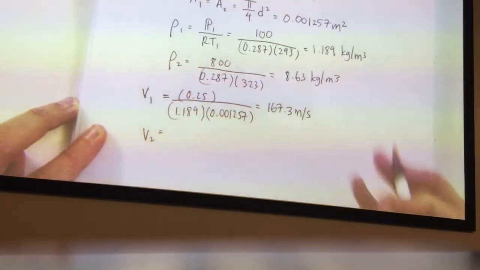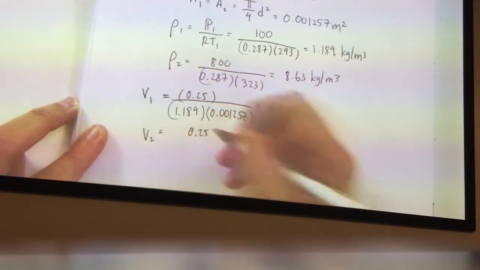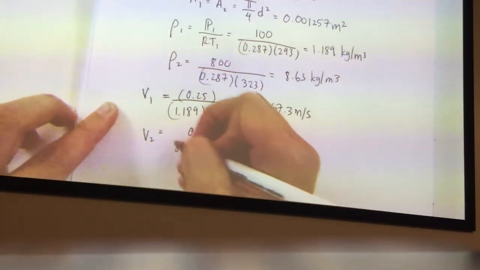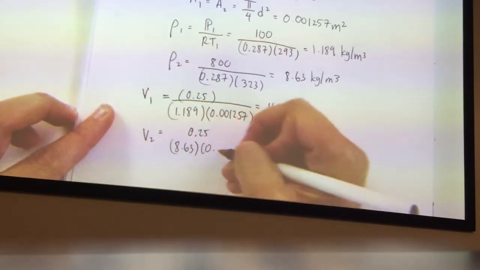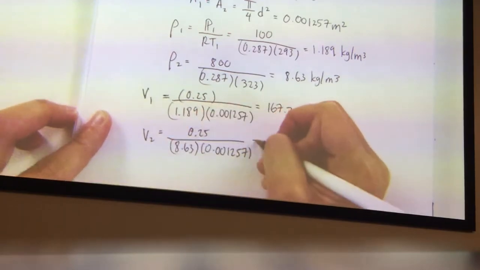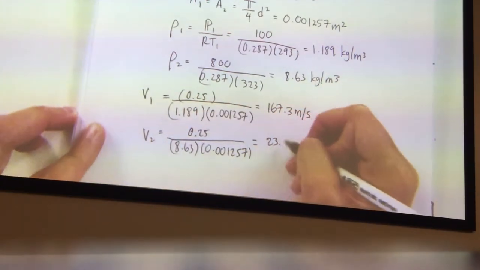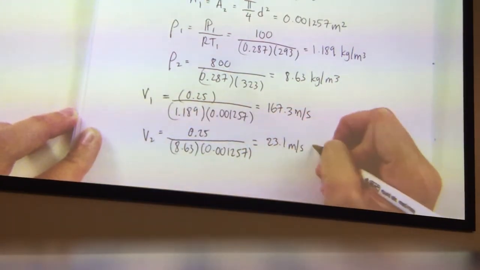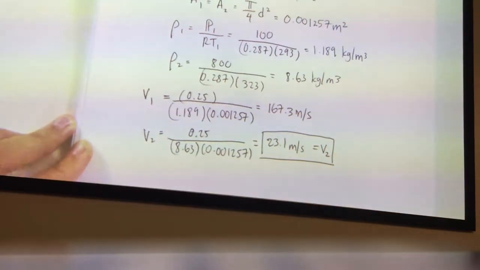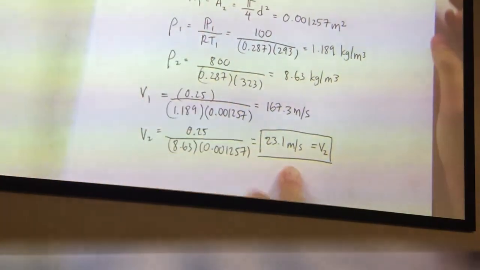And the velocity of 2, which is what we're looking for, we find the same way. V2 equals 0.25. The density at 0.2 is 8.63. And once again, we have the same area, 0.00157. And this velocity is going to slow down to 23.1 meters per second. That's V2. So now we have V2.